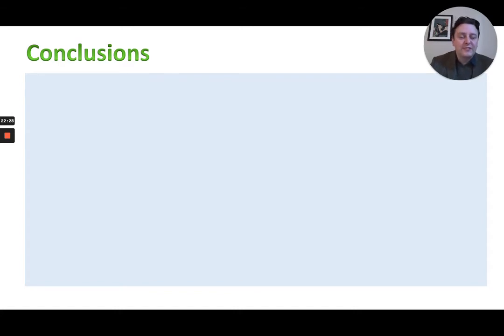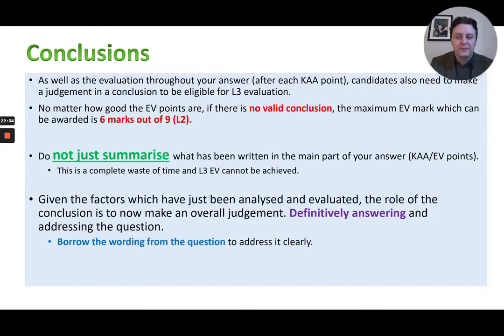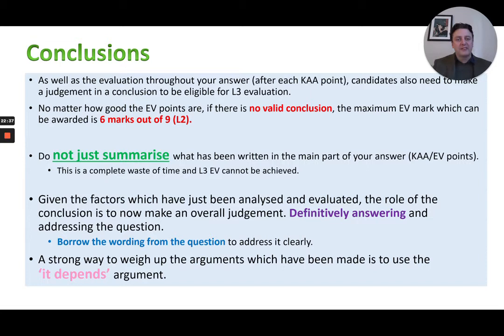So conclusions, again, students are often quite weak at coming to a conclusion. It's quite a difficult skill to master, especially when you're running out of time in a 2-hour exam. As well as evaluation points throughout your answer, candidates must also make a valid judgment or conclusion to be eligible for a level 3 evaluation. No matter how good the evaluation points are, if there's no conclusion, the maximum evaluation mark you can get is 6 out of 9.